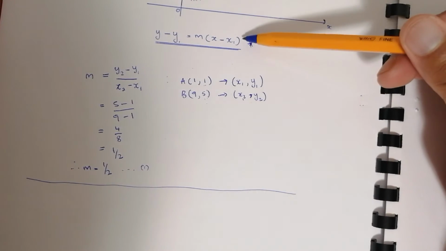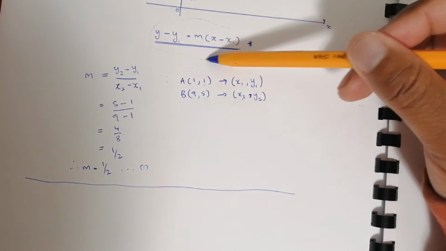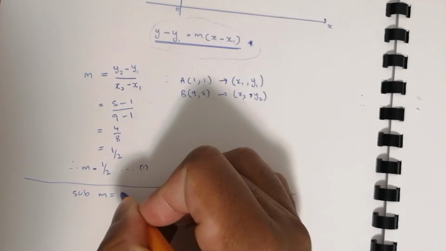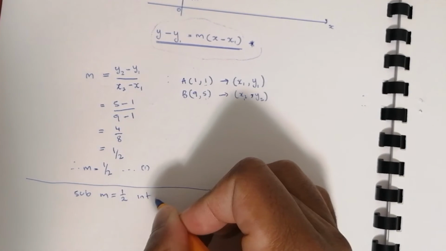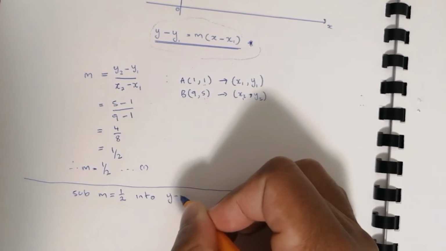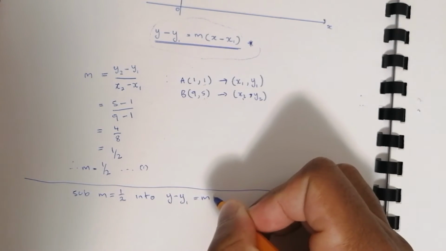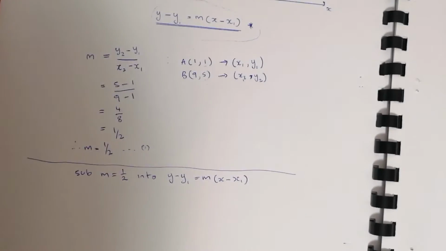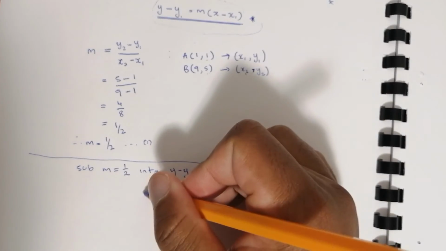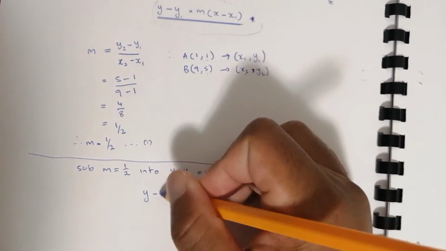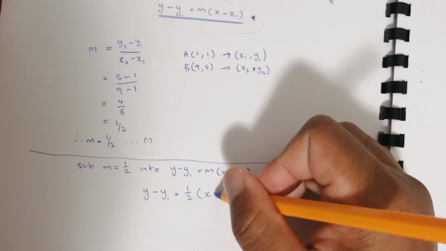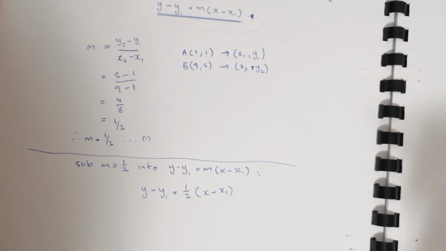we want to use that in our main formula to find the equation. So what we'll do is we'll substitute m equals 1 over 2 into our formula y minus y1 equals m(x minus x1), right? So that gives us y minus y1 equals 1 over 2, and then x minus x1.